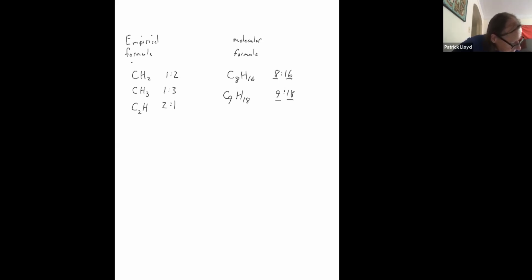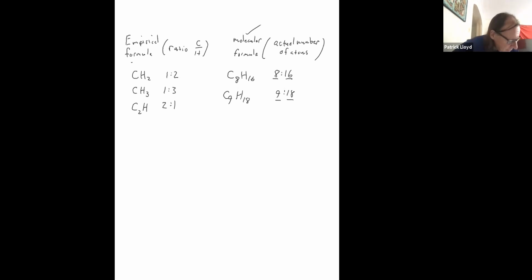This empirical formula is just a ratio. Carbon to hydrogen, for example. The molecular formula is the actual number of atoms. That's the difference. The molecular formula is the actual number of atoms. So for that reason, this is actually more useful. If you have the molecular formula, that can be more useful information than the empirical formula.